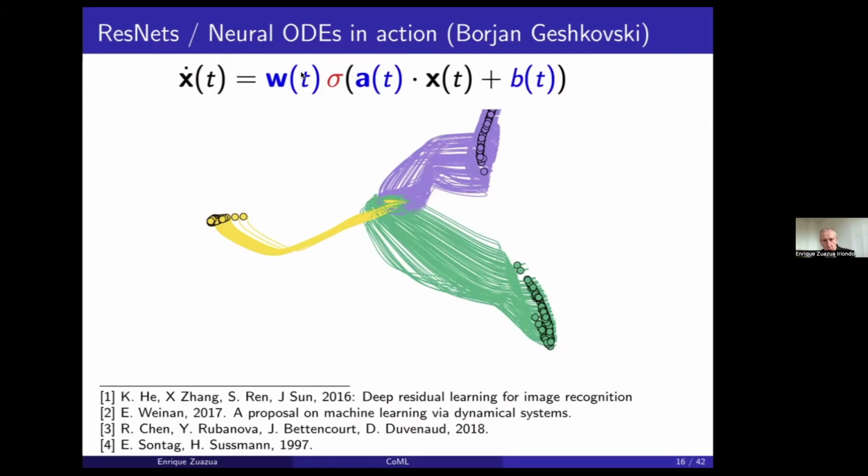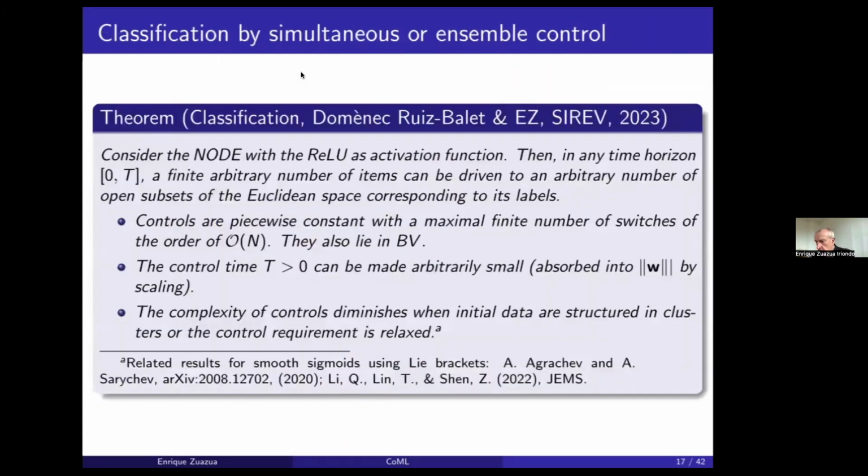And second, contrary to the problem that Kalman solved, here we are not dealing with bringing one initial datum to the corresponding target, but we want all the initial data to get to the target simultaneously. So it's a simultaneous or ensemble control problem. Okay? And then you can find the answer in our paper with Dominic Ruiz-Vallet in 2023, published in Science Review. The answer says, yes, you can.